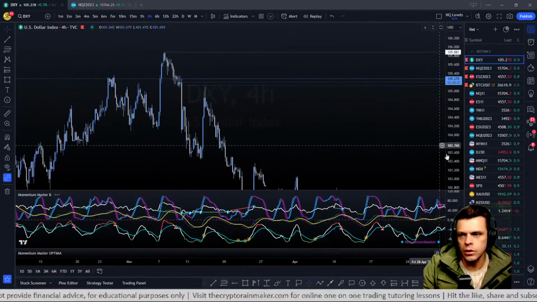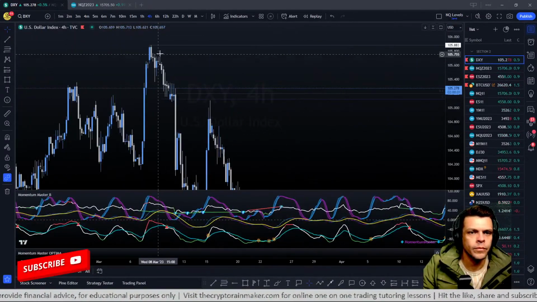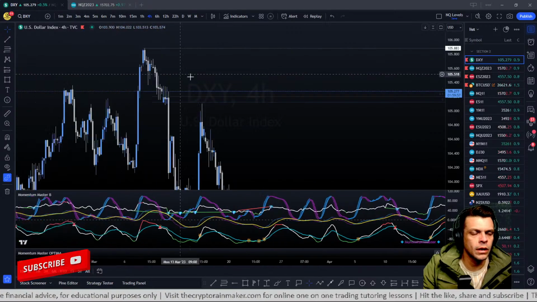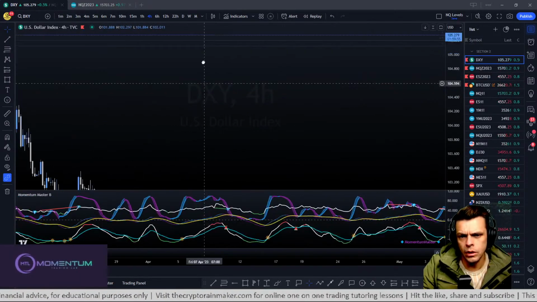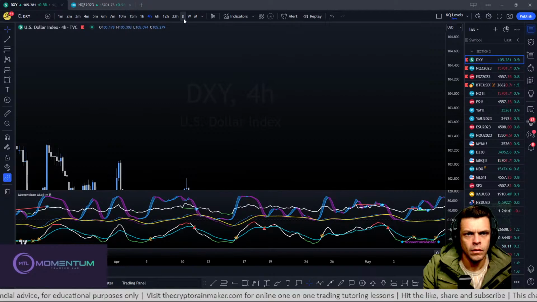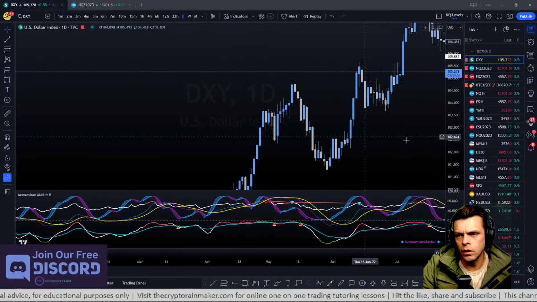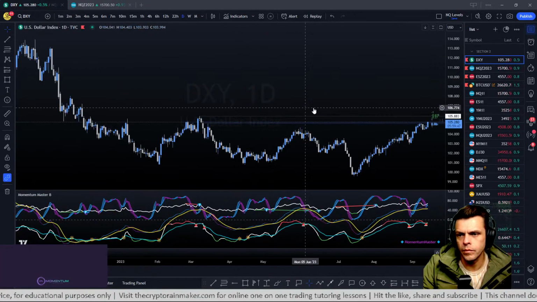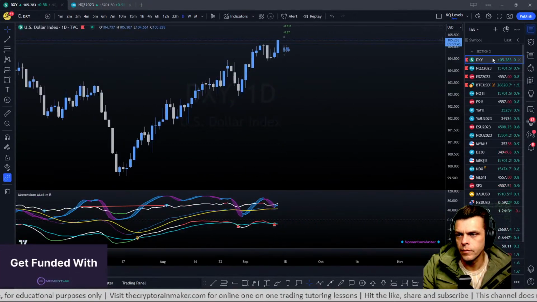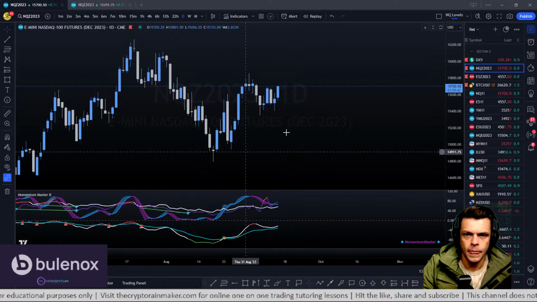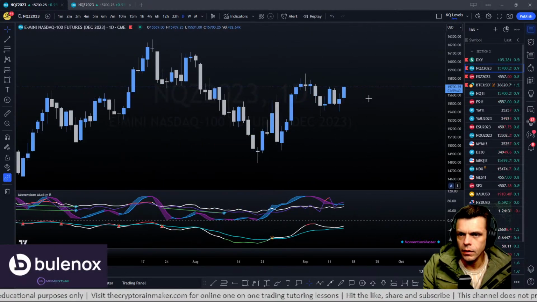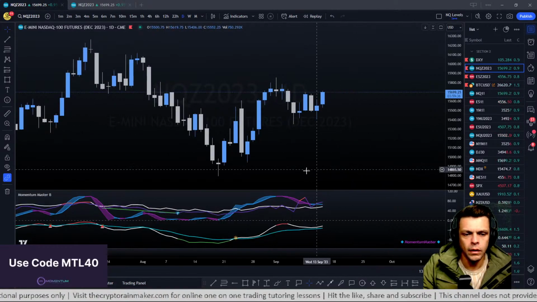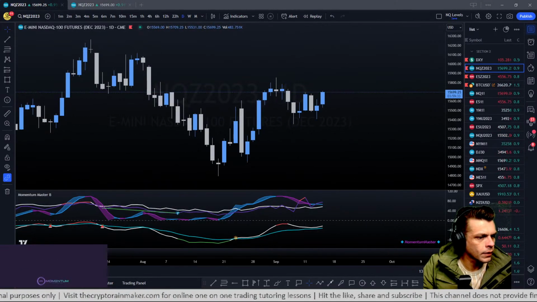Just want to see what's going on over here. I was just trying to see if there's any other imbalances or something that we are missing. All right, I think that's it for the dollar. Pretty straightforward. Kind of interesting that the dollar and the Nas looks like they've been going up together today.